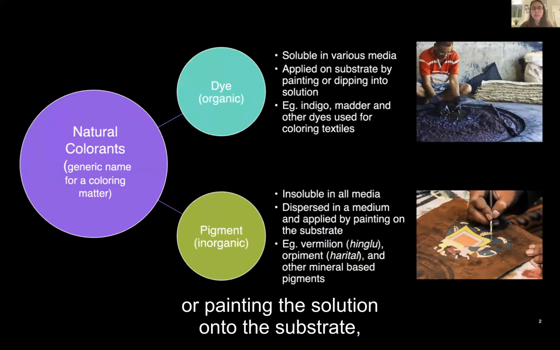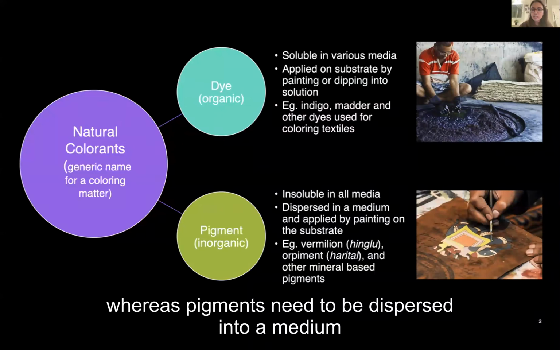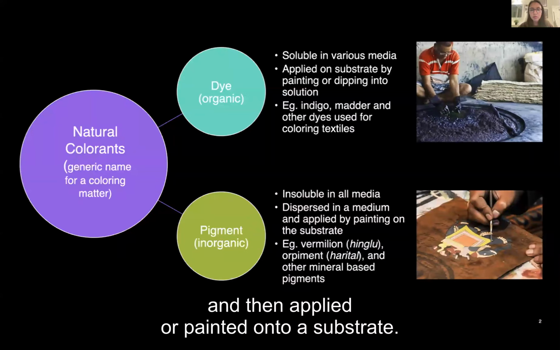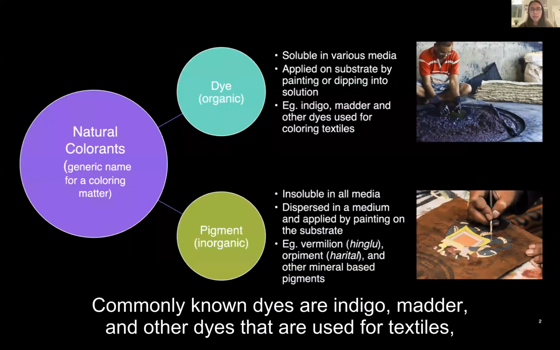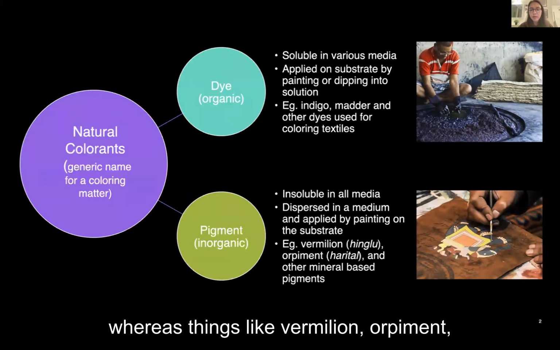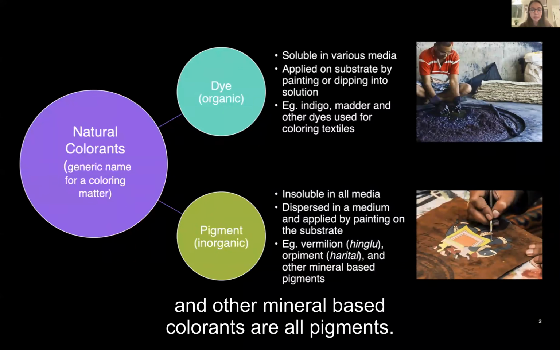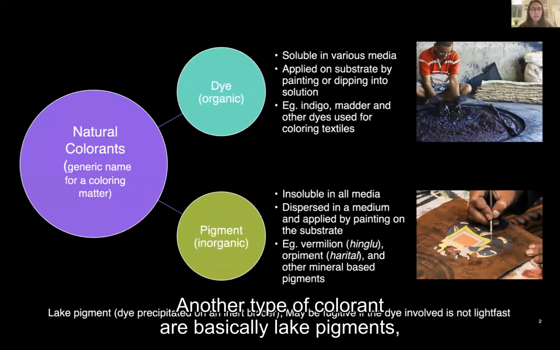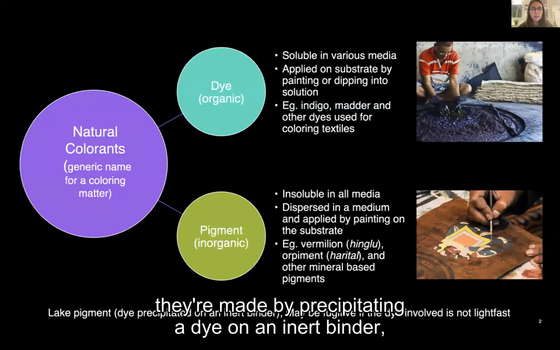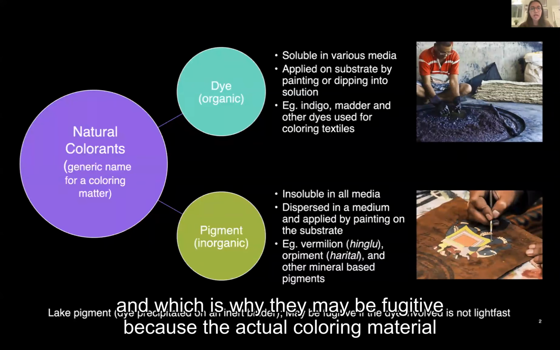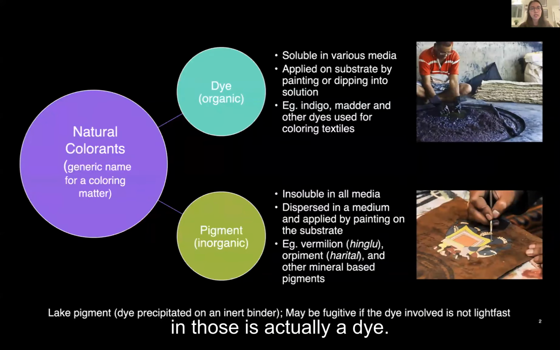or painting the solution onto the substrate, whereas pigments need to be dispersed into a medium and then applied or painted onto a substrate. A few examples of commonly known dyes are indigo, madder, and other dyes used for textiles, whereas things like vermilion, orpiment, and other mineral-based colorants are all pigments. Another type of colorant is lake pigments, which are not actually natural. They're made by precipitating a dye on an inert binder, which is why they may be fugitive, because the actual coloring material in those is a dye.